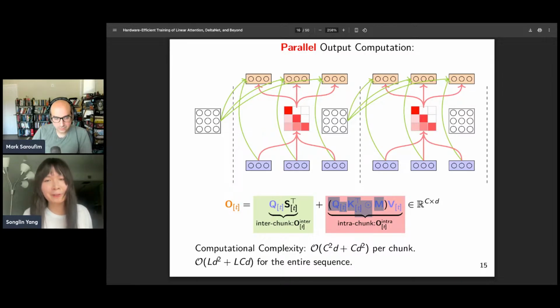Actually, for the Mamba2 kernel, Tri Dao already used the flash attention idea to compute this intra-chunk output. So Mamba2's chunkwise algorithm is very similar to this chunkwise algorithm, except that in Mamba2 they have the additional decay term, and it is totally possible to incorporate this decay term.